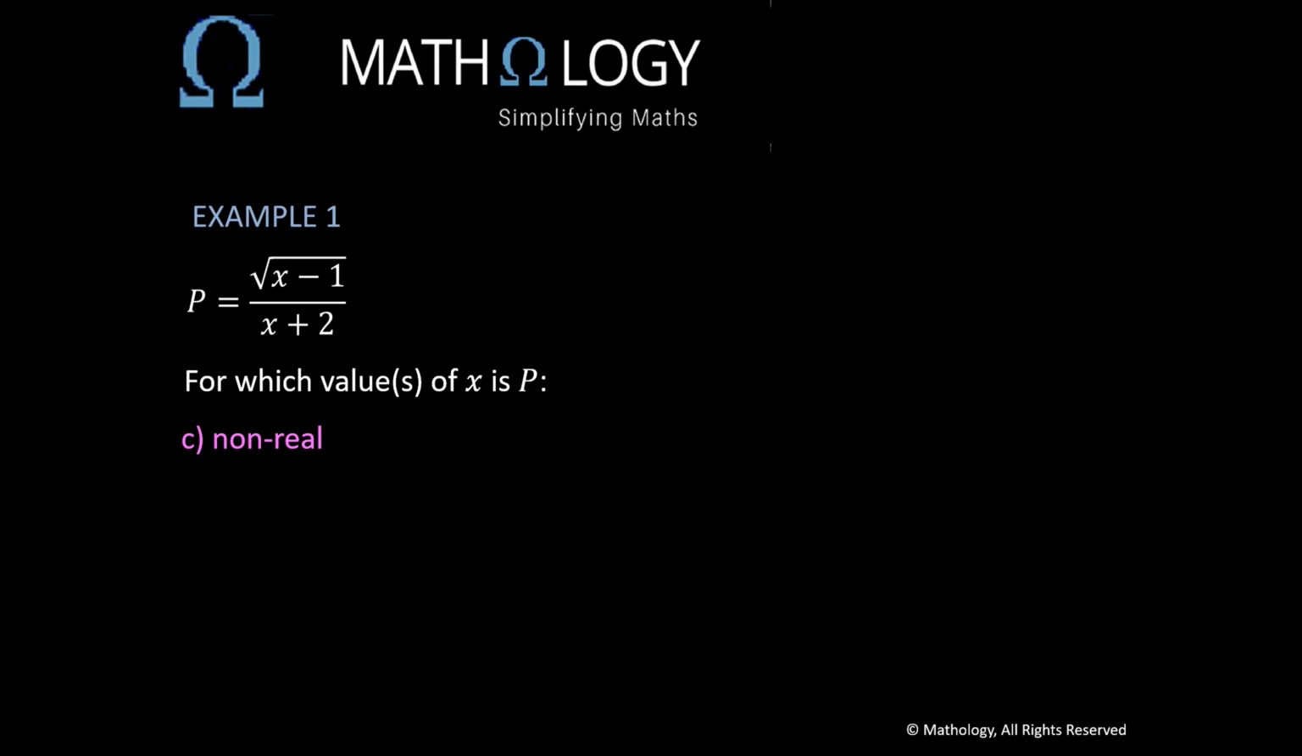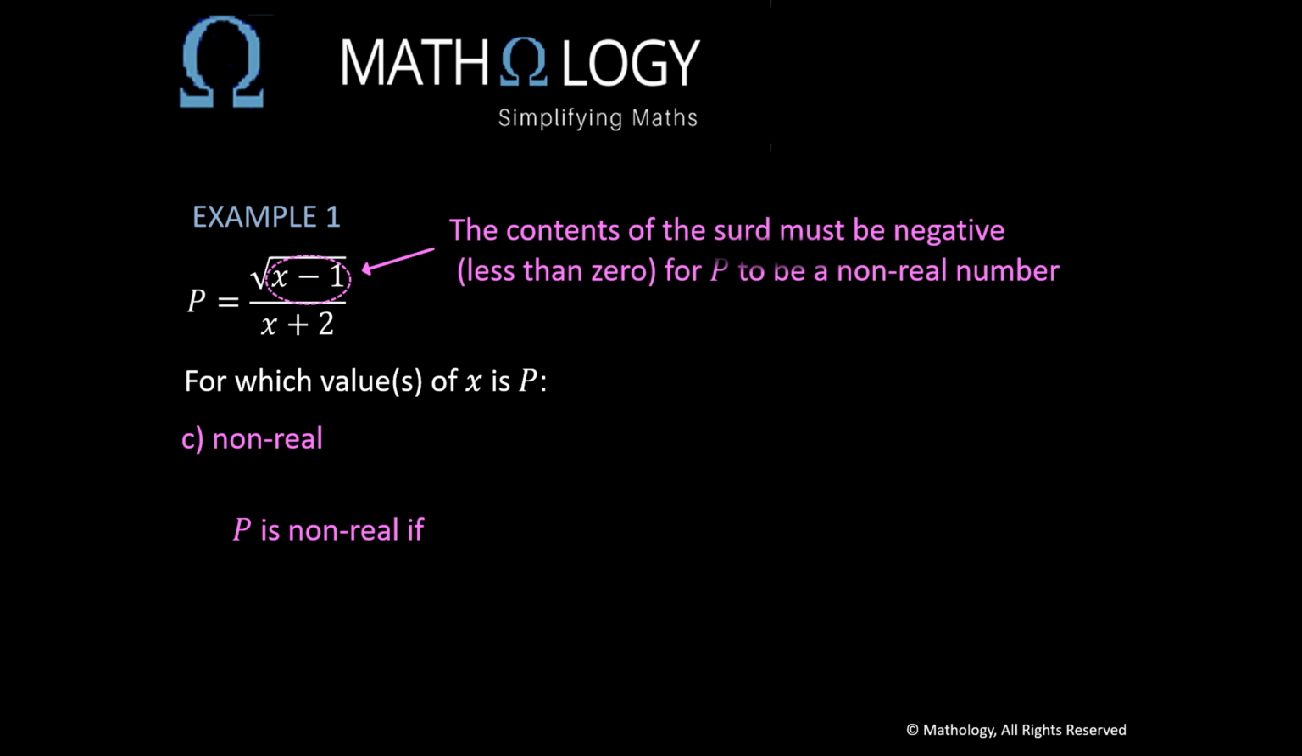P will be a non-real number if the contents of the surd are negative. In other words, if x minus 1 is less than 0, then p will be a non-real number, since the square root of a negative number is non-real. Thus, if x is less than 1, then p will be non-real.